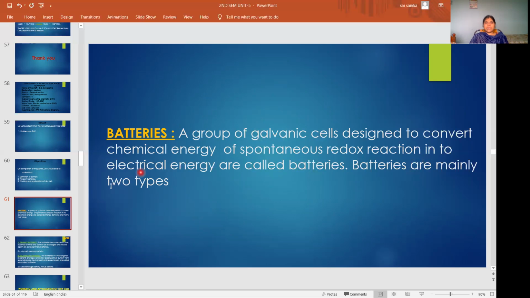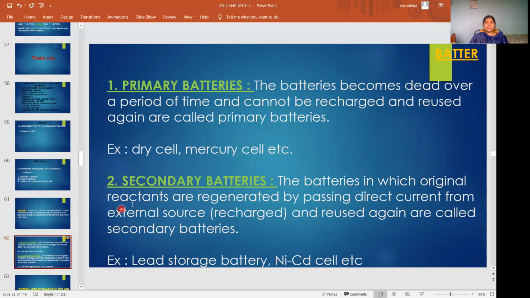These batteries are again classified into two types: primary battery and secondary battery. We'll see what a primary battery is and what a secondary battery is. Primary batteries: the batteries that become dead over a period of time and cannot be recharged and reused again are called primary batteries. Primary batteries are not rechargeable. Once they are used, they become dead, so we can't use those batteries again. Non-rechargeable batteries are called primary batteries.